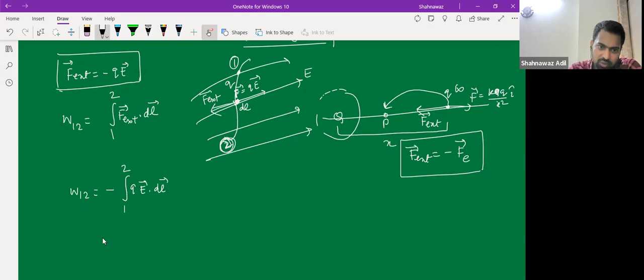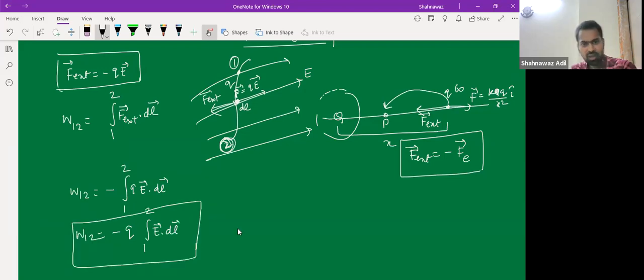So we can take this Q outside, and this would be E dot dl from 1 to 2. Any doubt in this, guys?